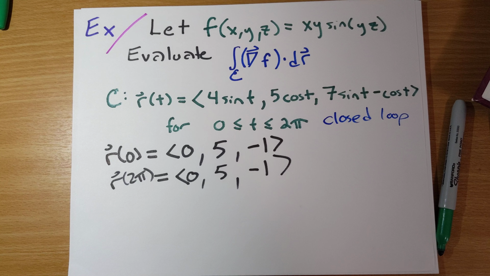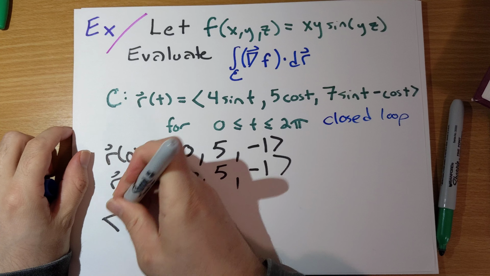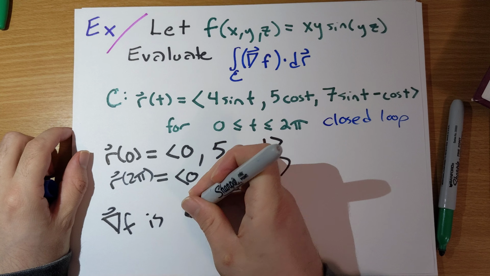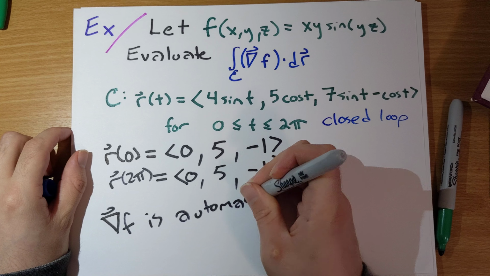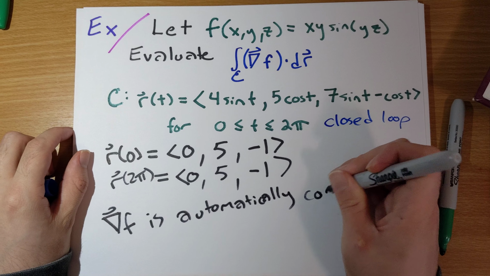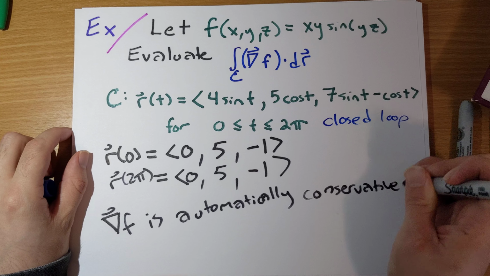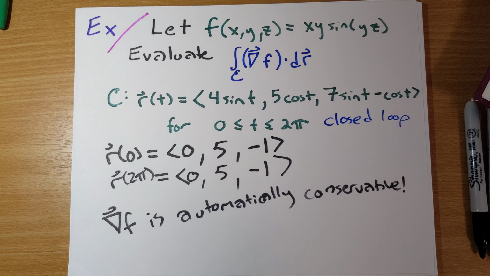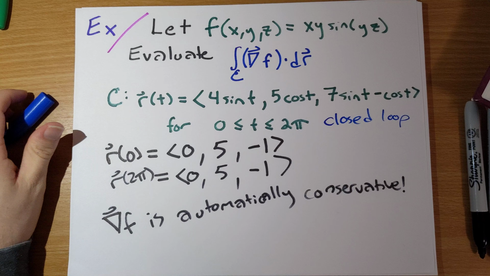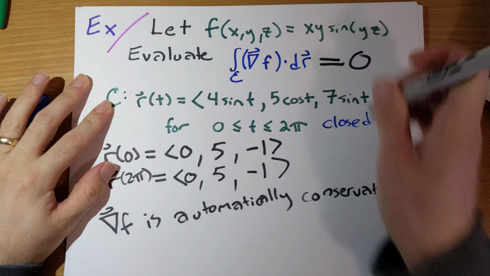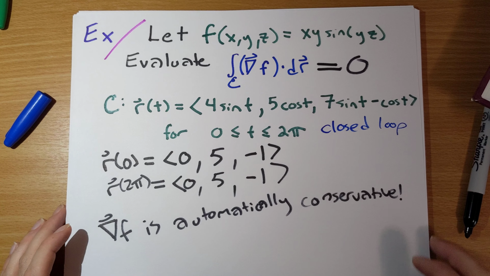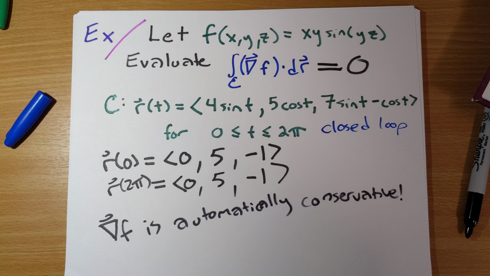And then the second thing to realize here is that the gradient of f is automatically conservative. The gradient of a function of a couple of variables is automatically conservative. And so what do we conclude here? This answer must be 0. This answer must be 0 with no calculation needed.